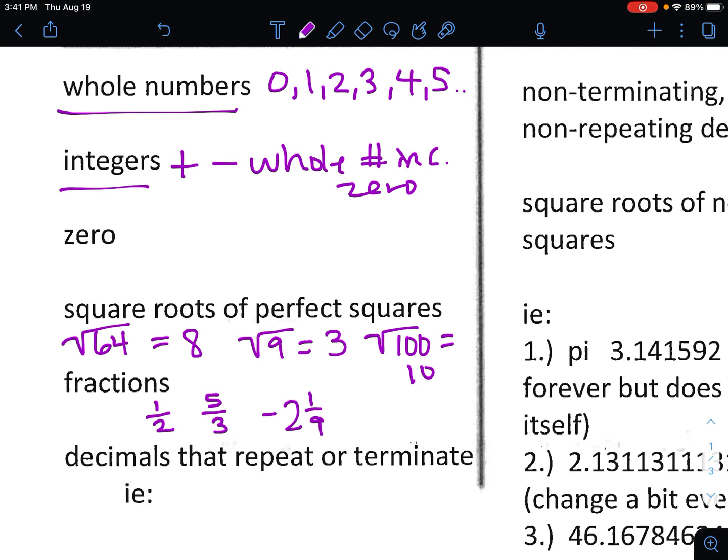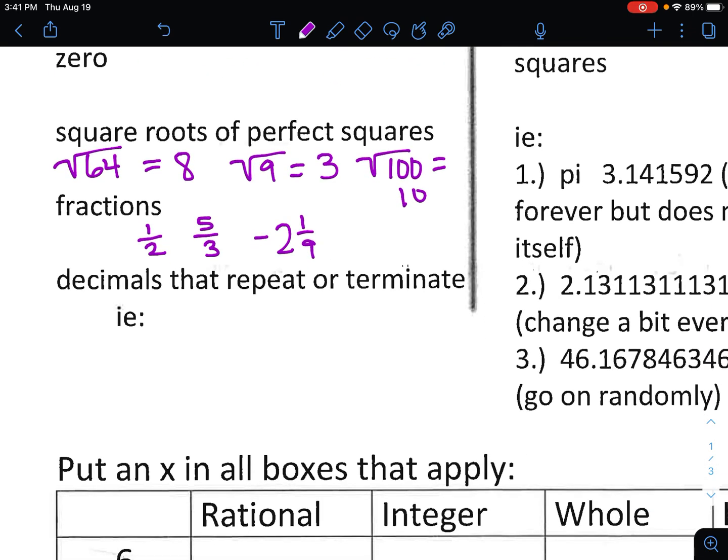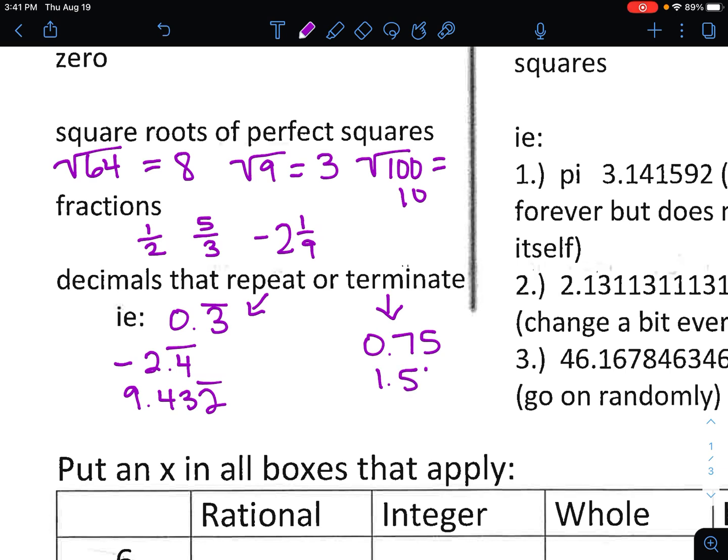Okay? And then decimals that repeat or terminate. So a repeating decimal would be like 0.3 repeating. Terminating would be like 0.75, like 3/4 would equal that. It can be a -2.4 repeating. It can be a 9.432 where only the 2 repeats. Okay, if it's terminating, it can be like 1.56 or -2.8.